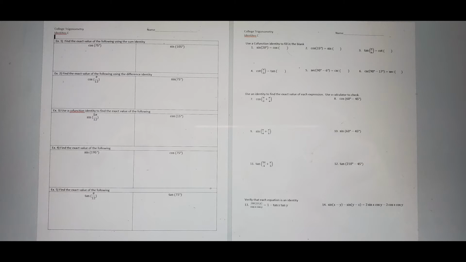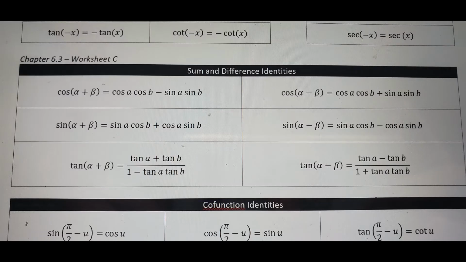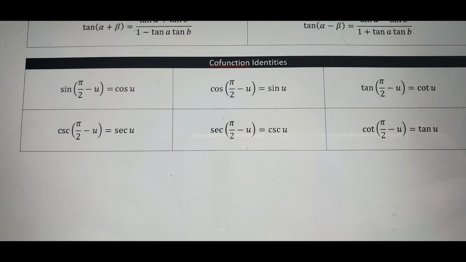Or if you just want to handwrite them, that's cool too. So no matter. All right. So looking at number 1, and then also on this sheet, we're going to be using the sum and difference identities, which is on our sheet. It even says chapter 6.3. This is not 6, this is chapter 4.3 worksheet C. And then underneath that, we are going to be using a bit of the co-function identities. These ones are pretty straightforward, but we'll talk about those here in a minute.